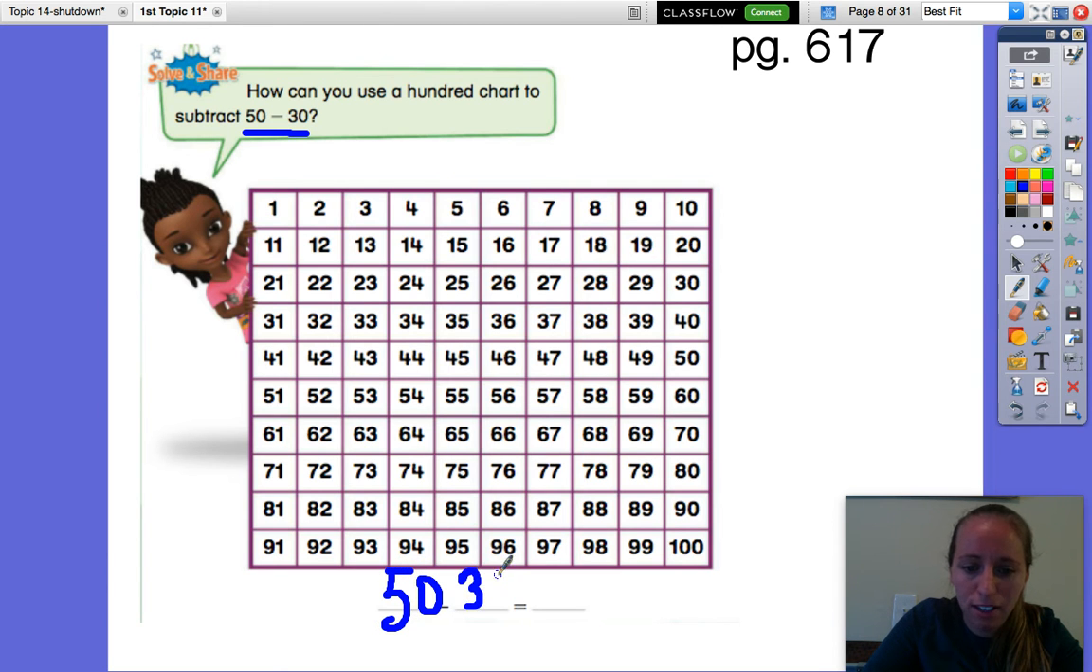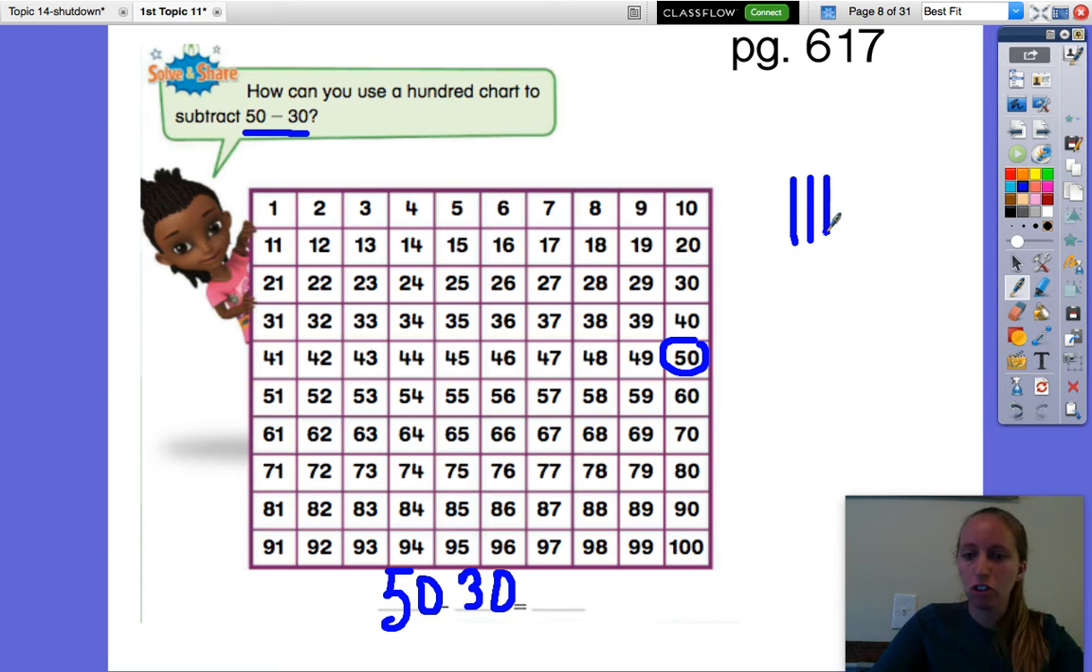50 minus 30. Okay, so first we have to find 50 on our hundreds chart. Okay, so I know that if I count by tens, they're over here. So 10, 20, 30, 40, 50. I found 50 in my hundreds chart. Now I want to take away 30. Now I know 30 is 3 groups of 10, right?